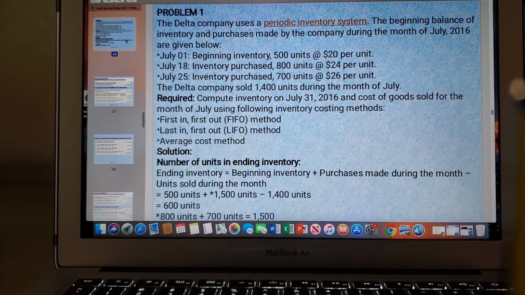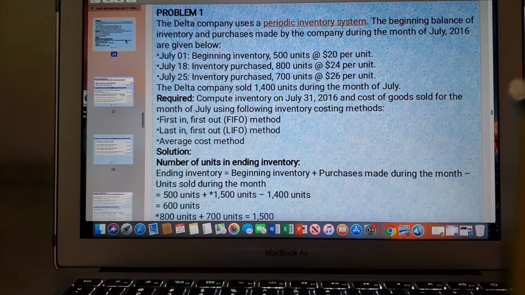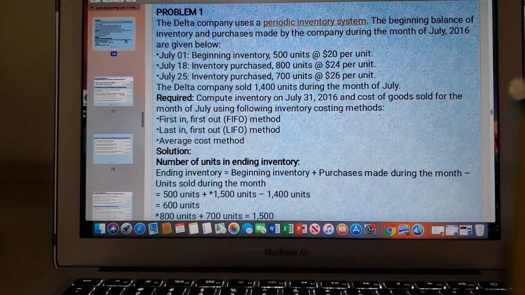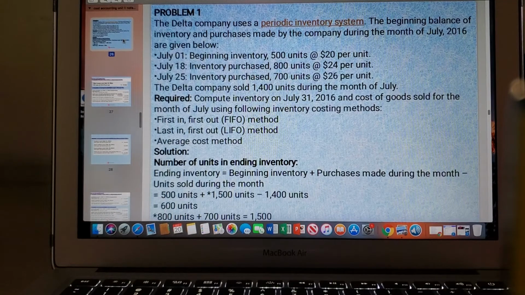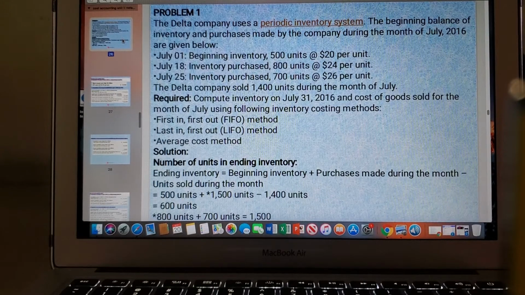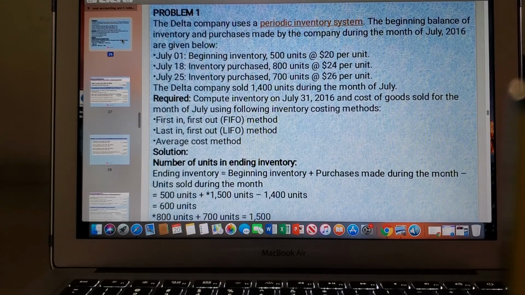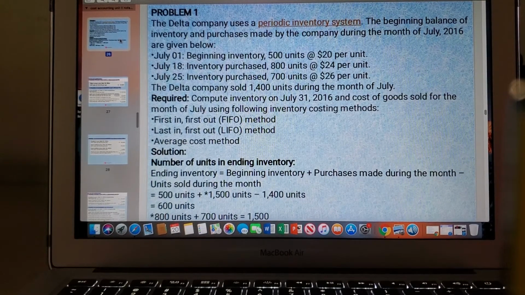Solution. Number of units in ending inventory. Ending inventory is equal to beginning inventory plus purchases made during the month minus units sold during the month, which is equal to 500 units plus 1,500 units minus 1,400 units is equal to 600 units. 800 units plus 700 units is equal to 1,500 units.